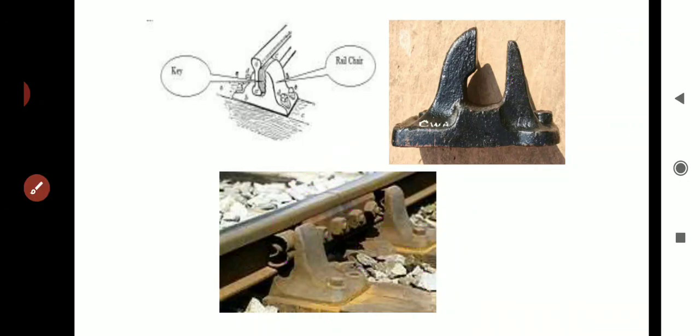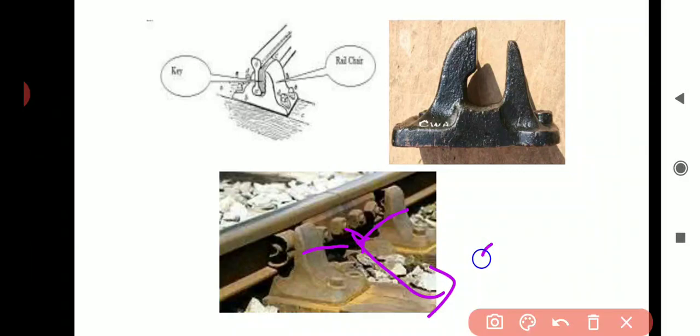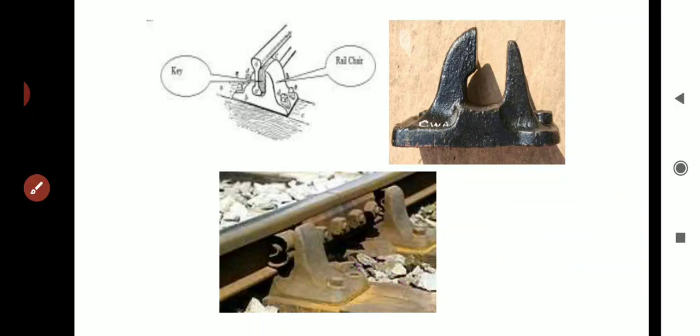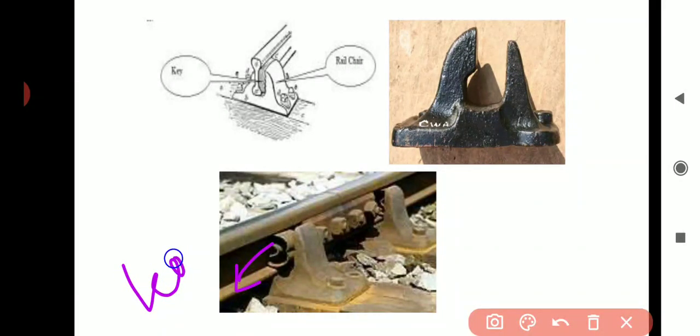Okay, so here you can see this is the chair, which is generally used in case of bull-headed rail or double-headed rail to keep them in proper position. They are connected with the wooden sleeper with wooden spikes. And here you can see this is known as the key, and these keys are inserted between the rail and the jaw of the chair.